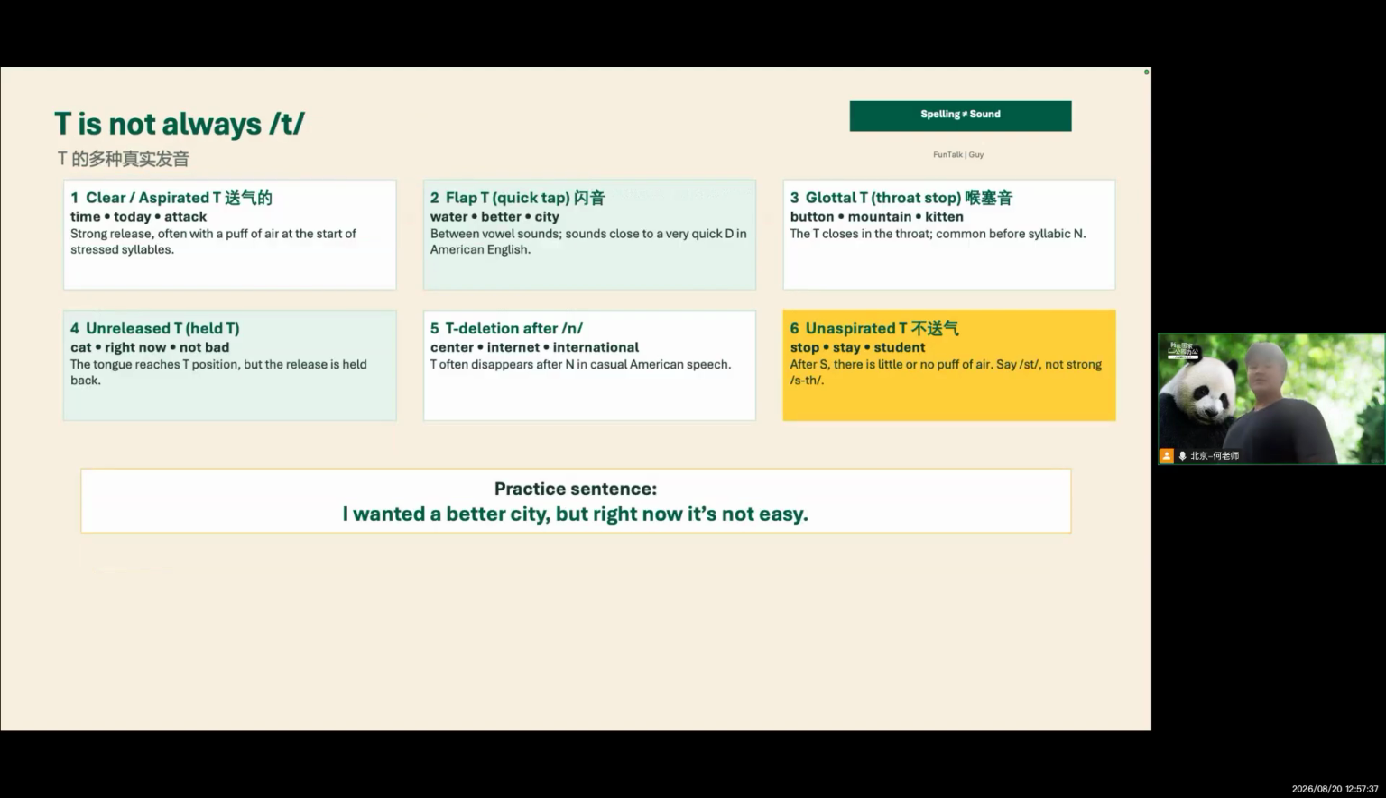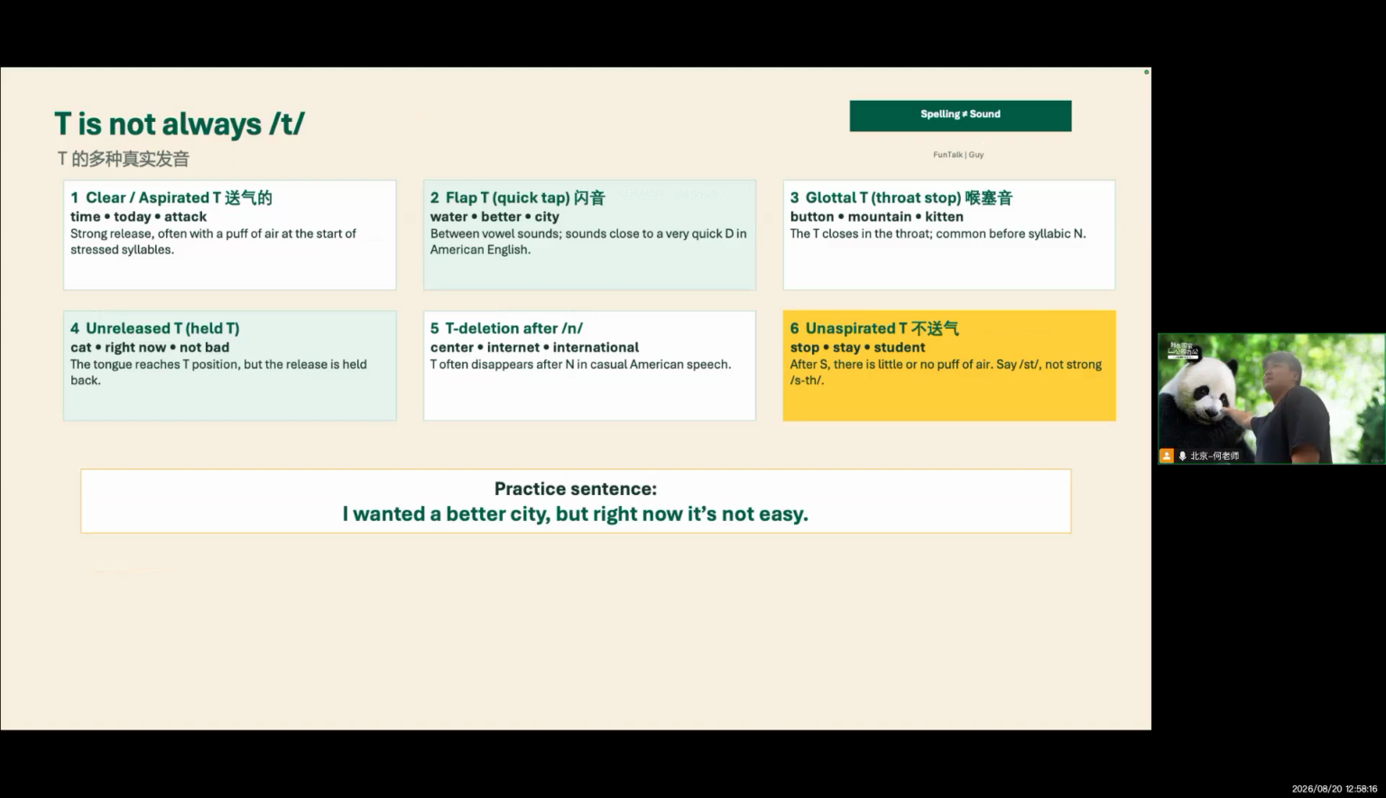Okay. Now this is what I really want to talk about. Okay. So the T in American English, 美式英语有很多种 T 的发音方式. So 不只是 特, okay, not just 特. So we have this aspirated T, say time, today, attack. We have 这个闪音, okay. We have water, better, city. 这个 T 变成一个很快的 D, 类似 D 的发音.